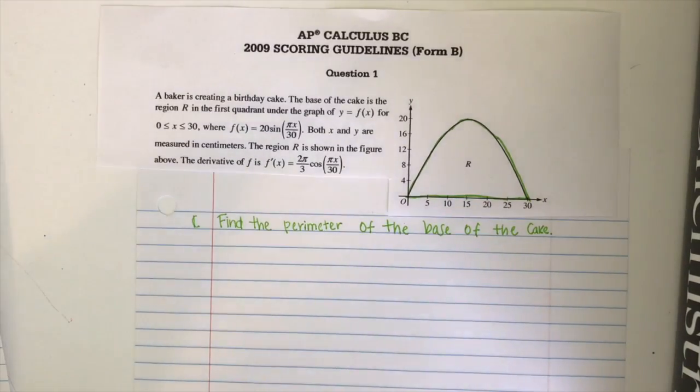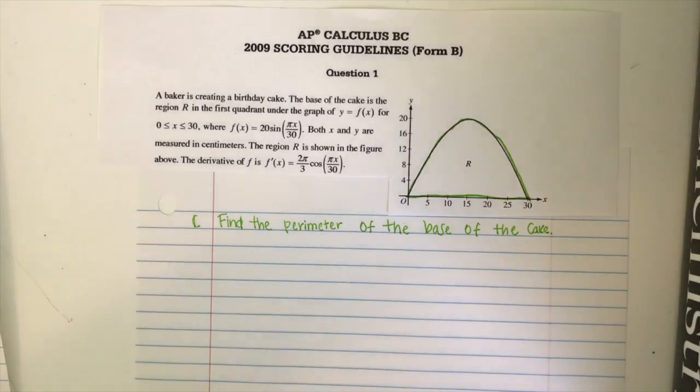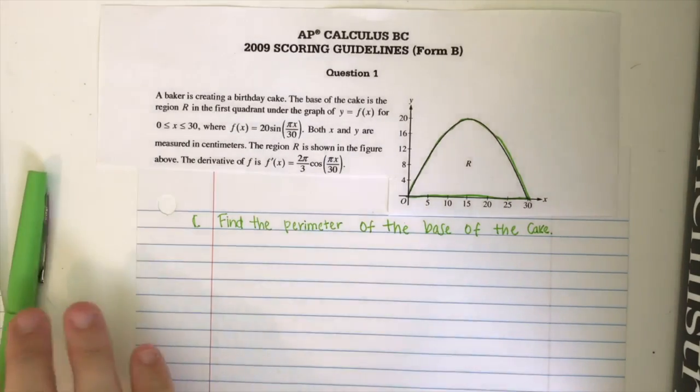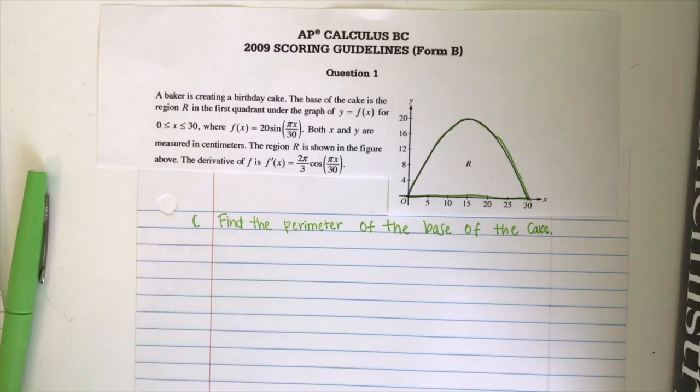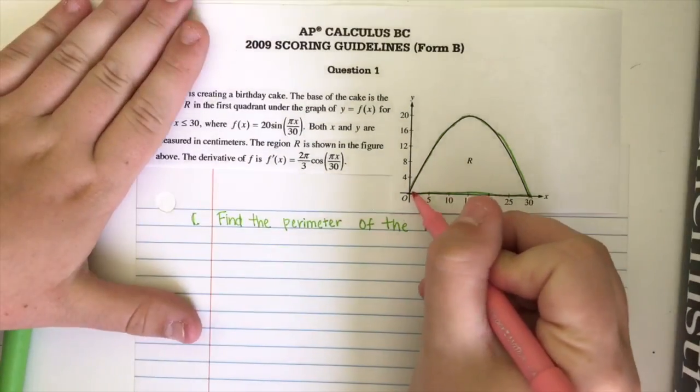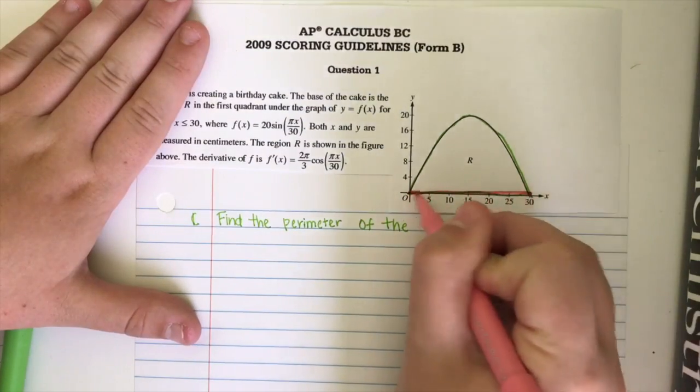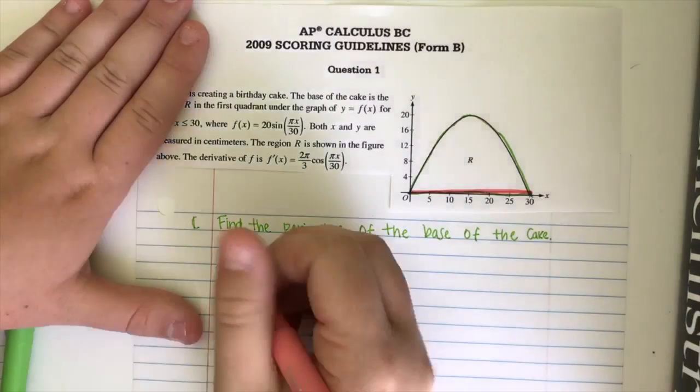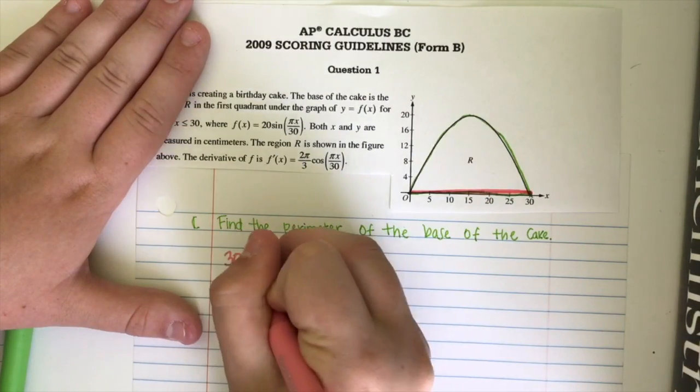This is part C of the 2009 Form B exam. So the question said to find the perimeter of the base of the cake. And as we know, perimeter is just all the sides added together. So the length of the first side is just the x-axis. So it just goes from 0 to 30. So the length's just 30.